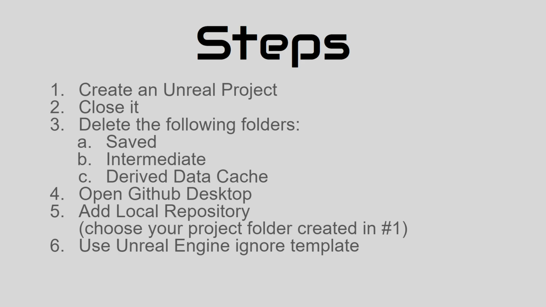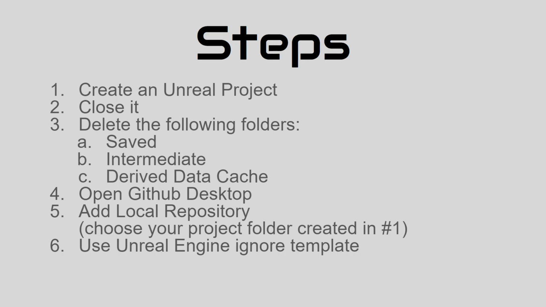So these are the steps we're going to do. They might seem a little unintuitive, and most people don't do it this way, but I have found every student who did it this way did not screw up their repository. So we're going to create our Unreal project first, and then we're going to close it. We're going to delete folders that don't matter, and then we're going to open up GitHub Desktop and use GitHub Desktop to add a local repository. Yes, we're going to then create it as well. That's not one of the steps, but then we're going to use the Unreal Engine ignore template when we do that.